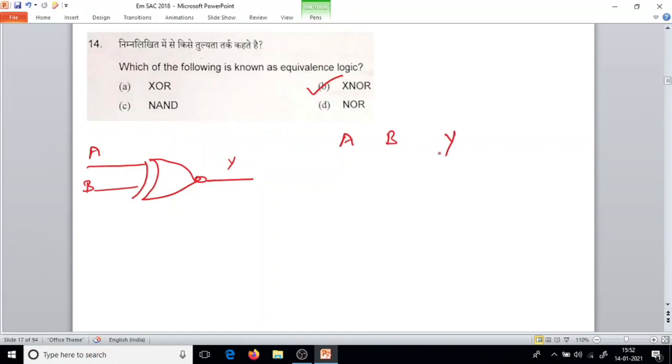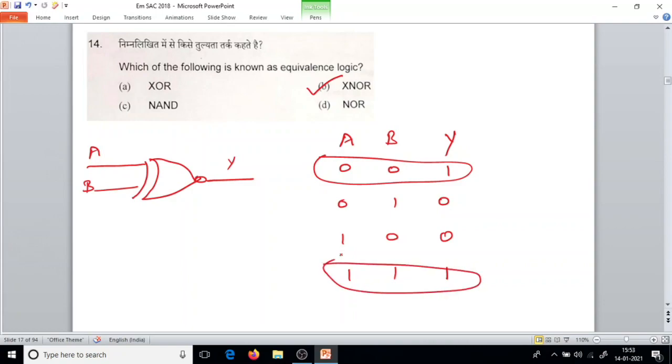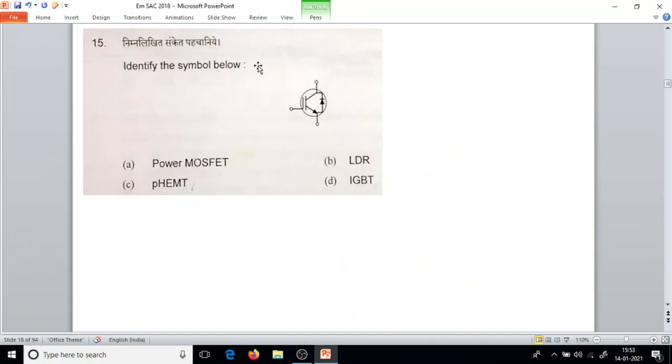Inputs are 0 0, 0 1, 1 0, 1 1. Whenever inputs are the same, we will get the output as high. That is why this XNOR gate is known as the equivalence gate. See, you can see the equivalence here, and here also we can see the equivalence. So the answer is option B, XNOR gate. Question number 15.